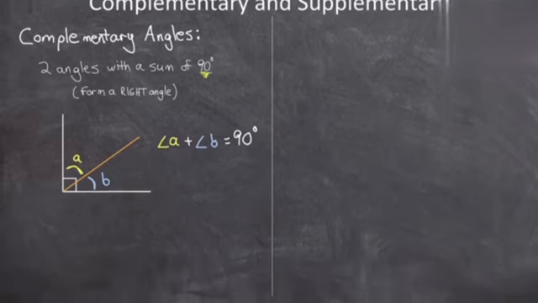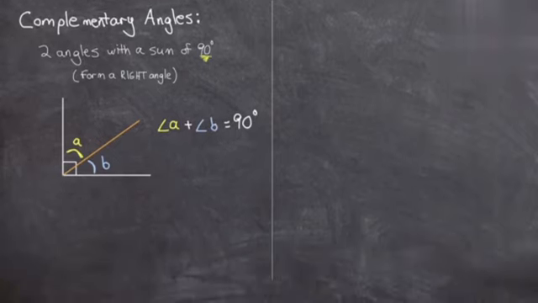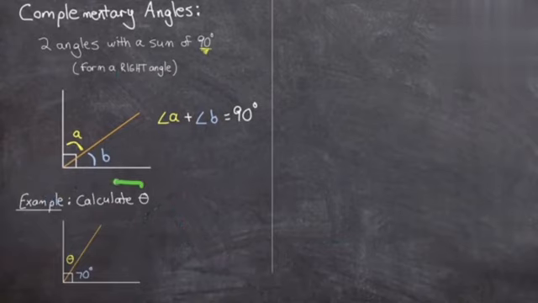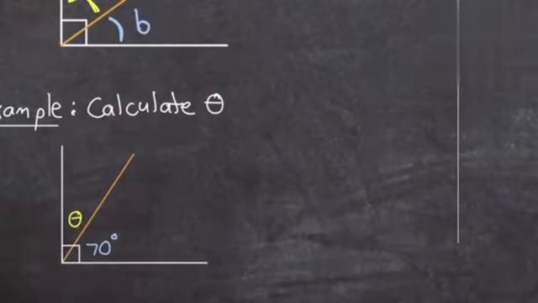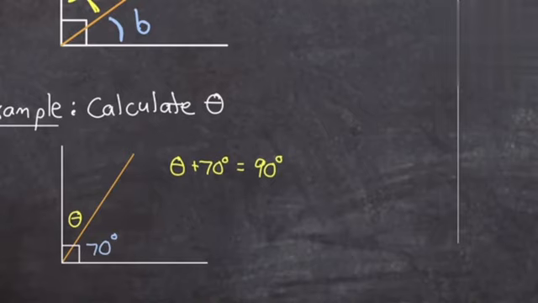So let's do a quick example with complementary angles. In this example, it says to calculate angle theta. If I zoom in on this diagram, we can see that the 70-degree angle and angle theta are complementary, because together they combine to make a 90-degree angle. So I could say that theta plus 70 equals 90 degrees. So to calculate theta, I just have to find the difference between 90 and 70, which is 20 degrees.